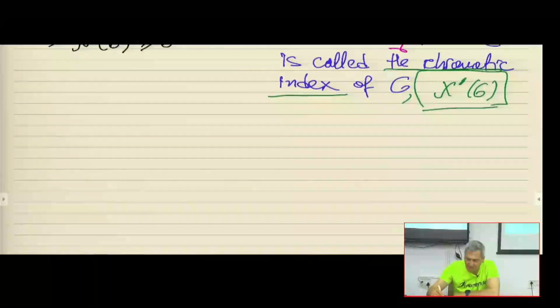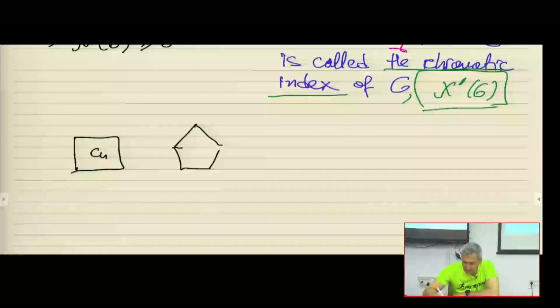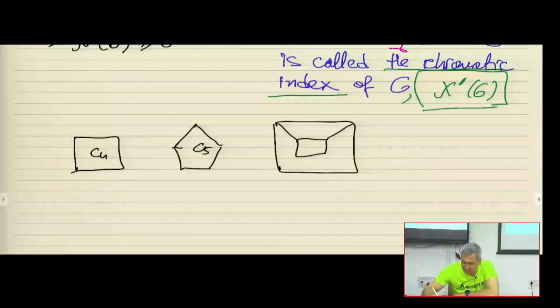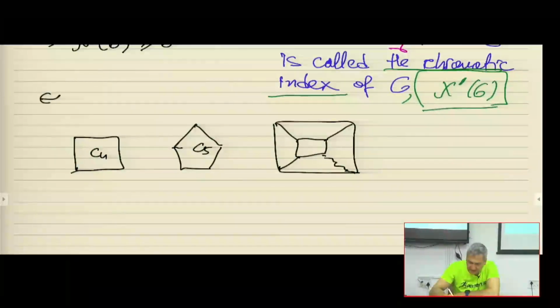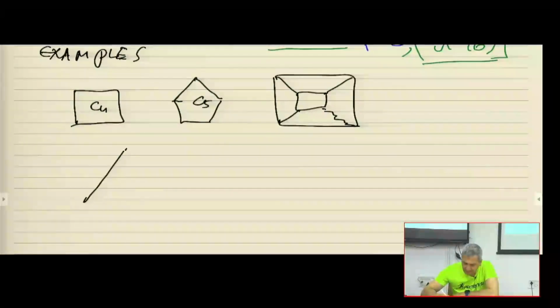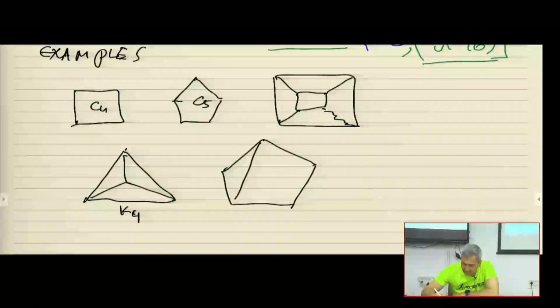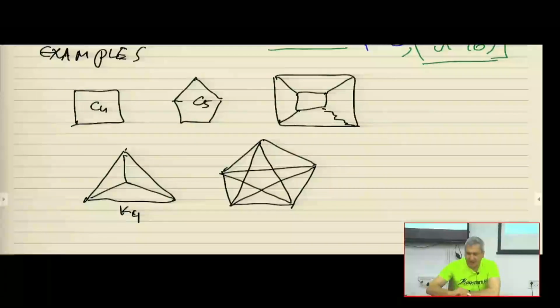So let's get a few examples of coloring graphs, like C4, C5, Q3, K4, and K5, just to get examples. This is a trivial example. So you can help me to color these graphs, okay?